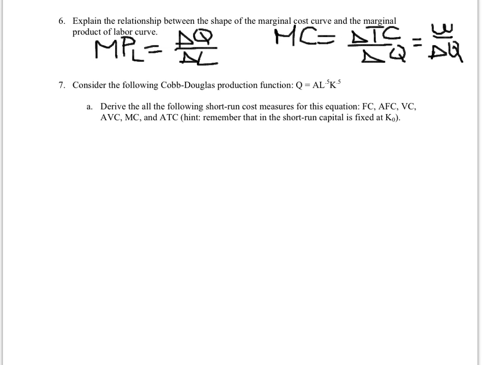And the change in output, like I said here, when you have it going one by one, is really, therefore, the wage divided by the marginal product of labor. So that kind of gives you, we've seen this equation before, right? This kind of gives you the relationship between marginal product of labor and marginal costs. The lower the marginal product of labor is, the higher the marginal cost will be, and the higher the marginal product of labor is, the smaller the marginal cost is. So they are inversely related to each other.